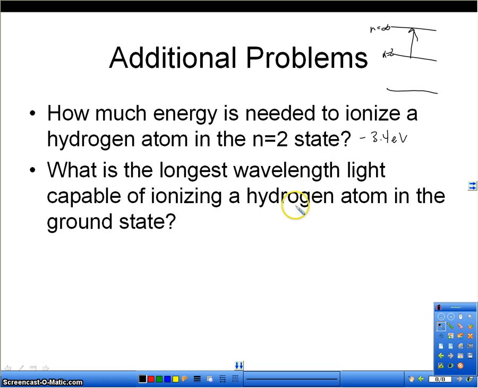And then if I was a hydrogen atom in the ground state, and this is the second question, and I needed to be ionized, you would have to put in 13.6 electron volts of energy to do that. And they want to know what wavelength of light that corresponds to. So if I had to shine light onto this hydrogen atom to get this electron to jump up, what wavelength of light would I have to shine onto the atom to get it to jump?